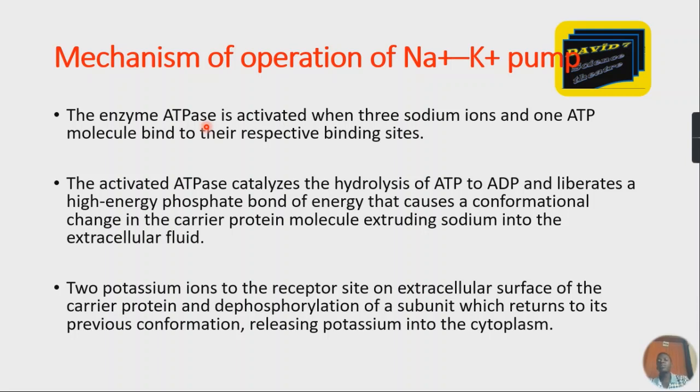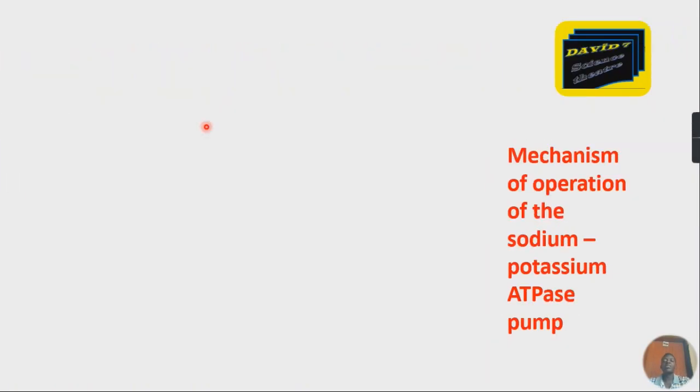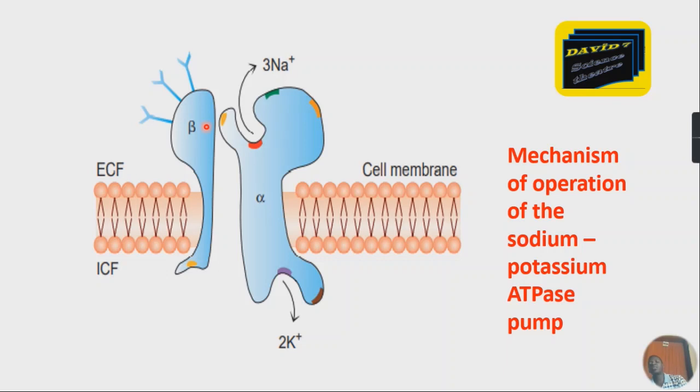dephosphorylation of a subunit occurs, which returns the protein to its previous conformation, so releasing potassium into the cell. Just as you can see here, this is the mechanism of operation of this pump. And now the potassium is released into the cell and the sodium is pumped out of the cell, okay, because there is re-establishment of the conformation after dephosphorylation.